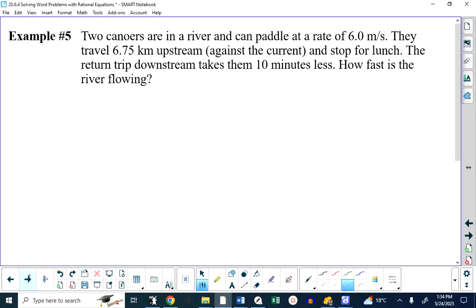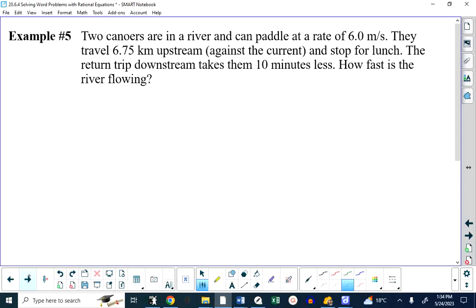How many of you have taken Physics 20? How many of you are taking Physics 20 right now? Okay. Must be offered right now then. If you've taken Physics 20, this will be a lot easier to understand.